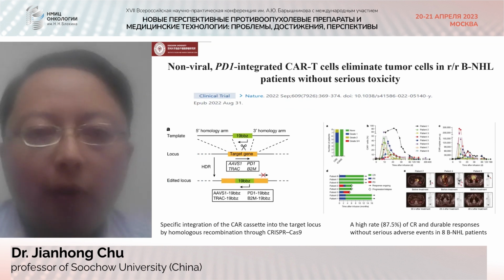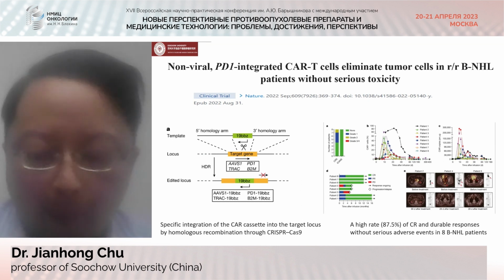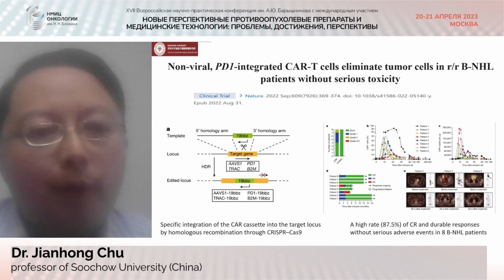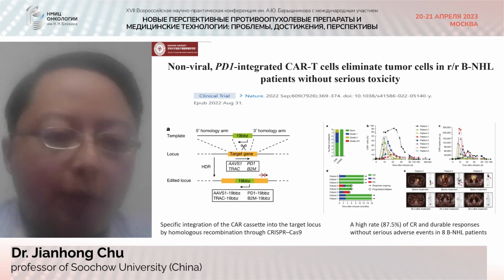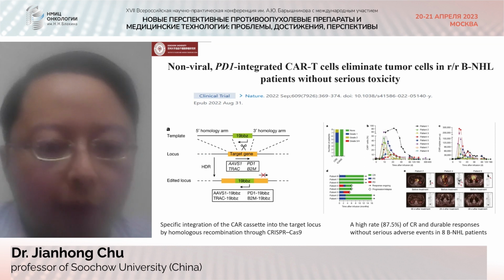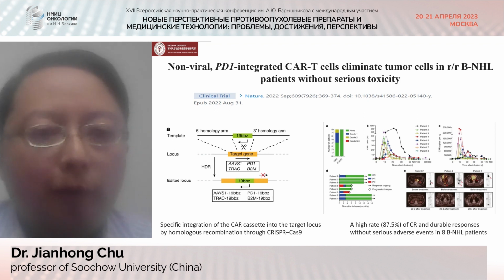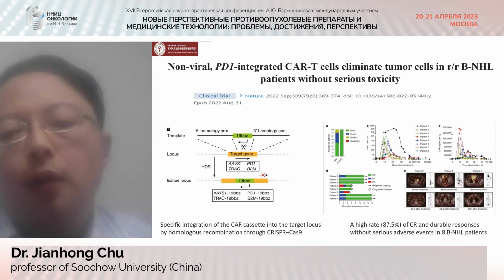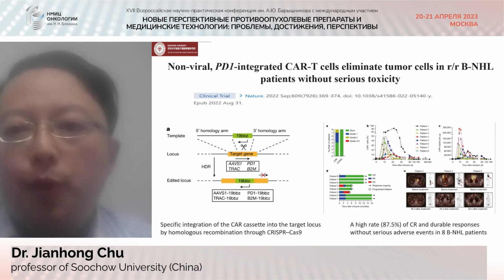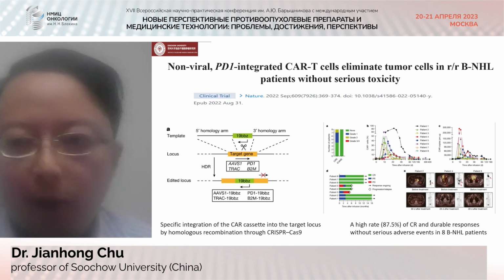Now I will give some examples. In this Nature paper, the authors developed a strategy for the specific integration of the CAR cassette into the target locus by homologous recombination through the CRISPR-Cas9 technique. They further demonstrated that the non-viral PD-1 integrated CAR T cells can efficiently eliminate tumor cells in relapsed and refractory B-cell lymphoma patients without causing serious toxicity.